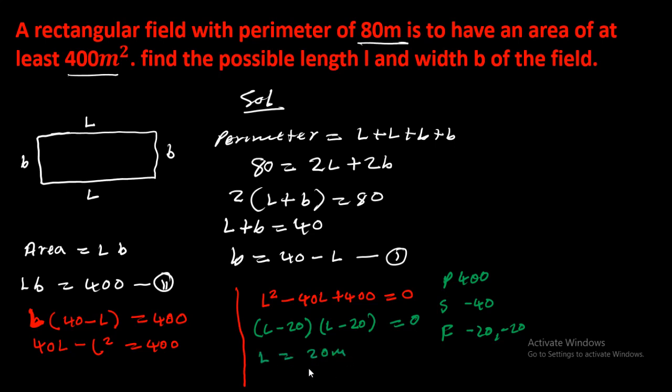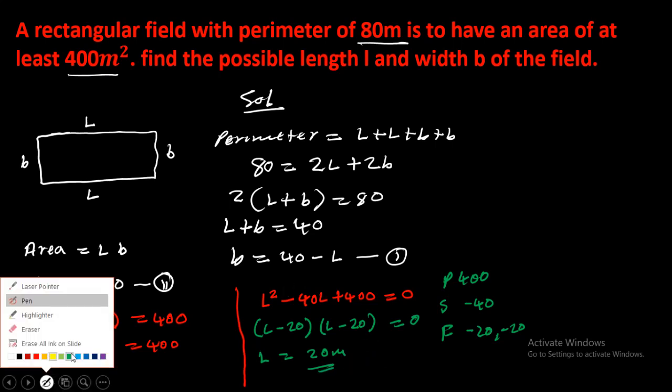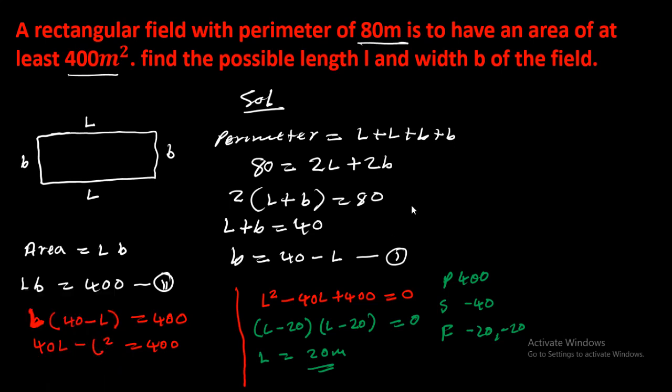So in short, the length L is equal to 20 meters. What about the breadth? To find the breadth, we'll go back and use the formula that we derived. B is simply equal to 40 minus 20, because L is 20. So the breadth is going to be 20 meters. This is how you can easily solve this question.